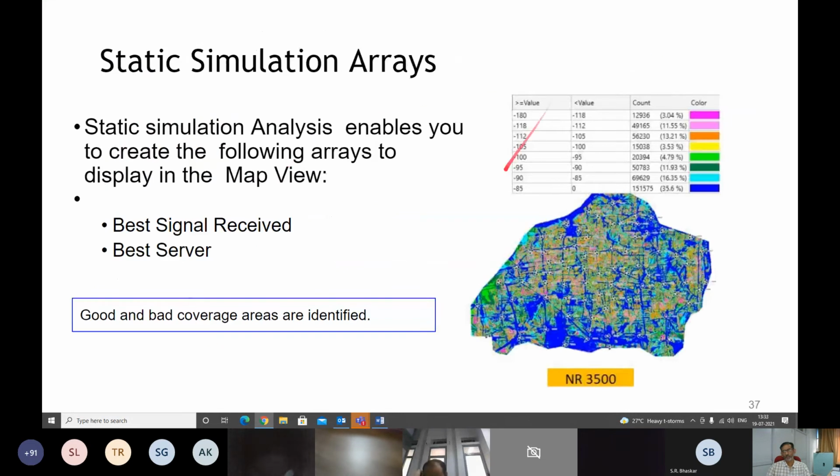Then the output of the planning tool you can have in 2 different ways. One is the static one. This gives a snapshot of your coverage. So what is the signal level that you have in different places? What is the best signal and what is the server? Which site is serving this area? So good and bad coverage areas can be identified with this one.